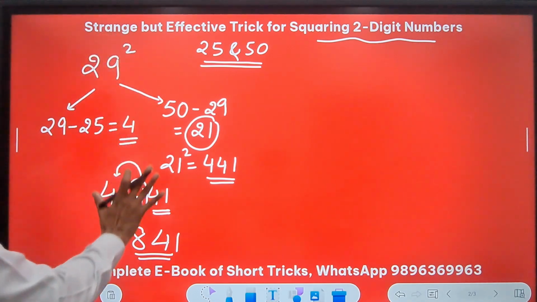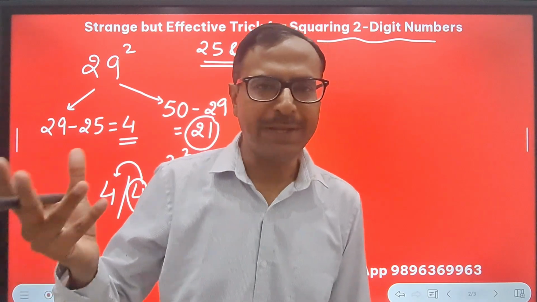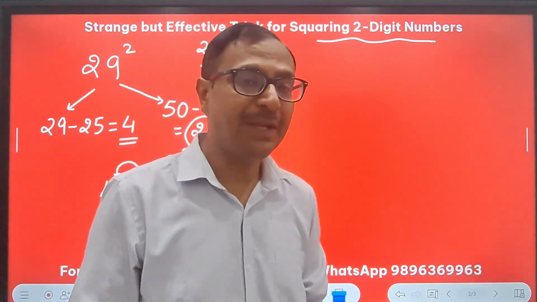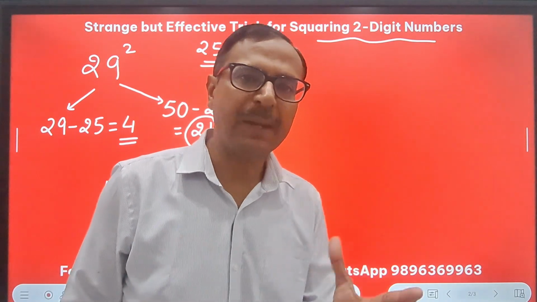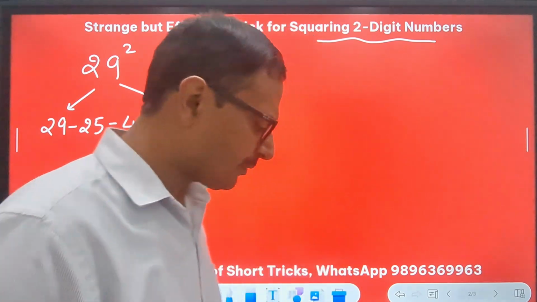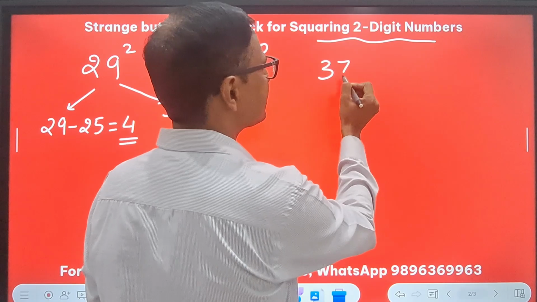So at the first instance, when you see the trick, it is like, why not do 29 times 29 directly? Yes, obviously we can use the traditional approaches, but learning new things enables you to experiment with numbers, and that's what makes you smarter. Let's take one more example: how about taking 37 square.